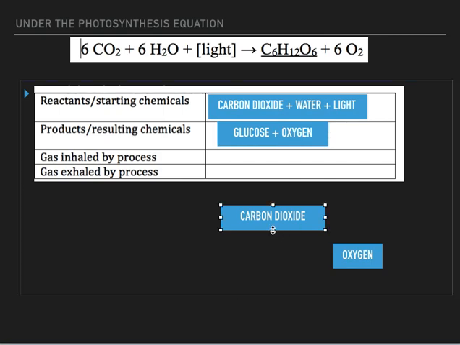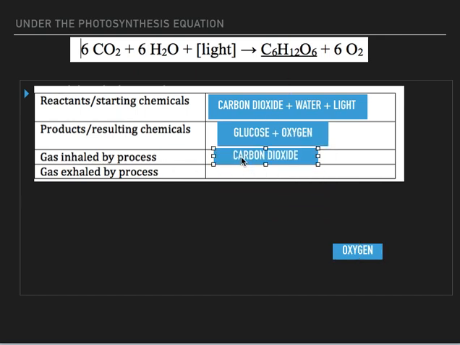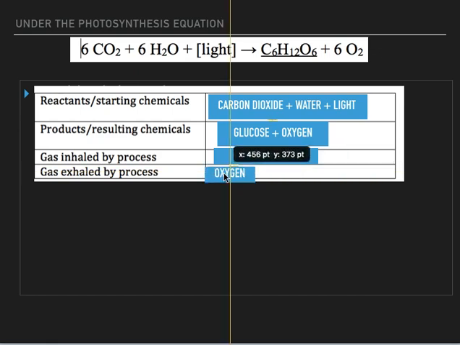Now, the gas inhaled. So what do plants inhale? Are you going to look at the reactants or the products? What starts the equation? It is the reactants. So what gas is here? Well, light is not a gas. Oxygen, water, in this example, water's not a gas, but carbon dioxide is. So the gas inhaled by photosynthesis is carbon dioxide. Plants inhale carbon dioxide. They exhale oxygen.